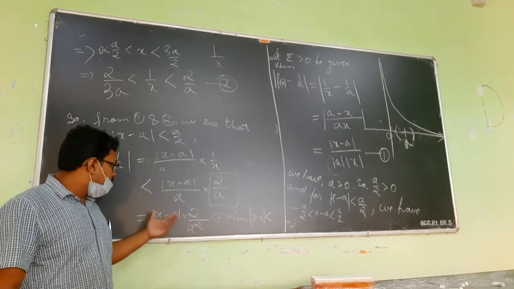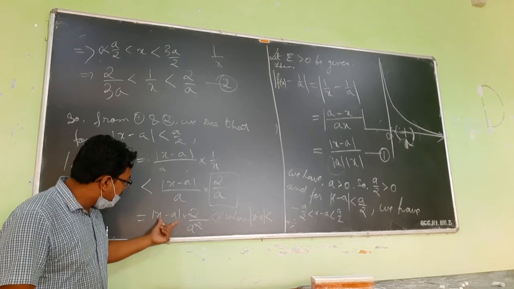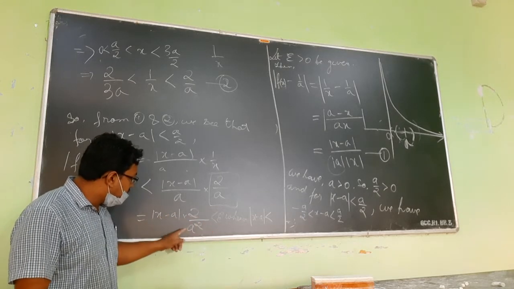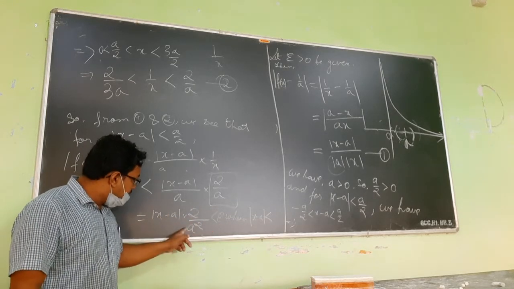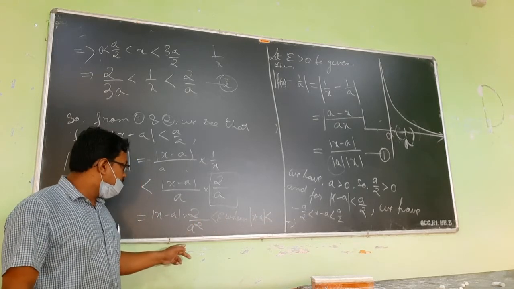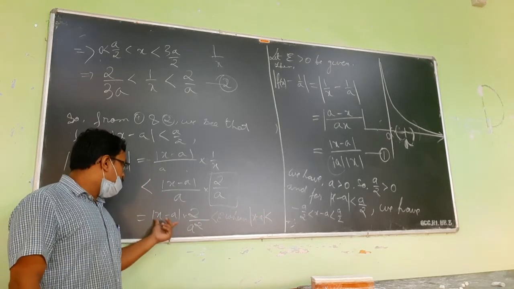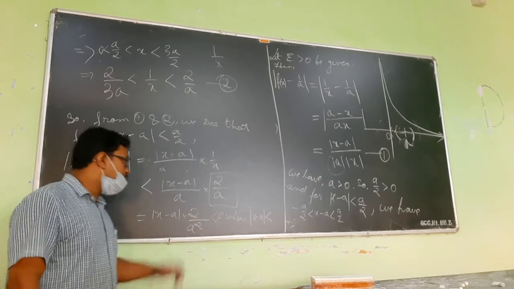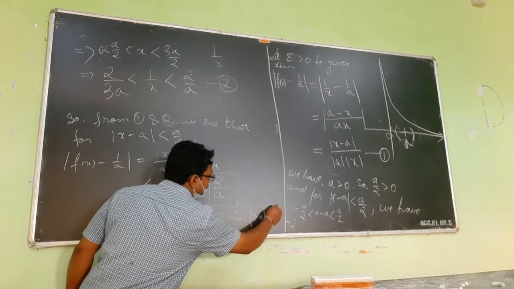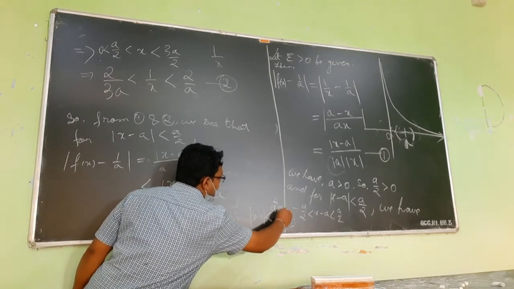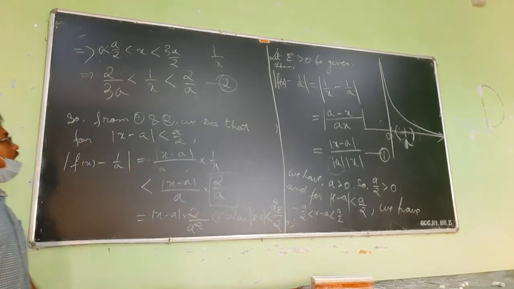So from here itself you can identify, mod of x minus a is less than a square epsilon by 2. So whenever this is less than a square epsilon by 2, this quantity is less than epsilon. So now what should be our delta?